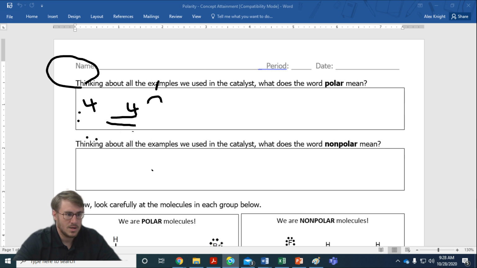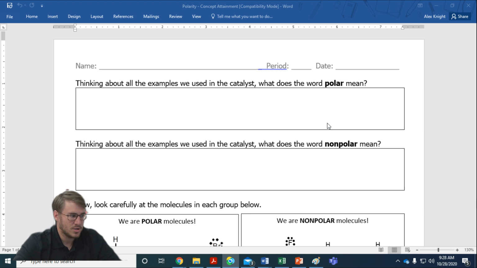All right. Then we looked right here. We did those two drawings in these boxes, and we said, okay, polarity basically means unbalanced by accumulation of electrons. Nonpolar means balanced accumulation of electrons.